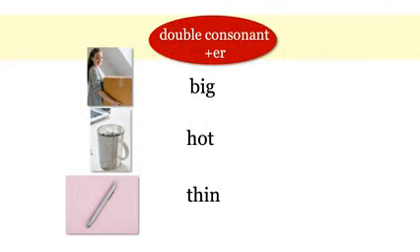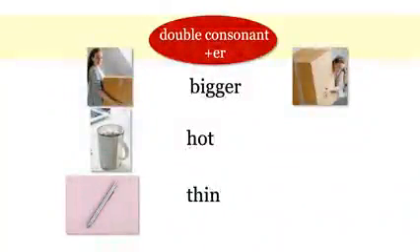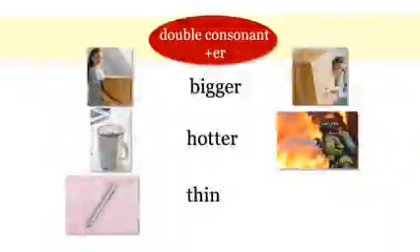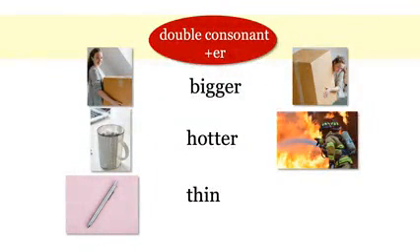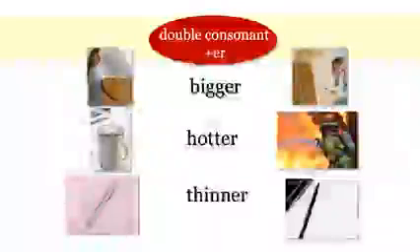We double the consonant and add er for adjectives that end with consonant, vowel, consonant. You've seen this pattern before. So big, we have to double the consonant and add er. This box is bigger than that box. Hot, double the consonant, add er, and this fire is hotter than that coffee. And thin, we double the n, add er, and this pen is thinner than that pen.